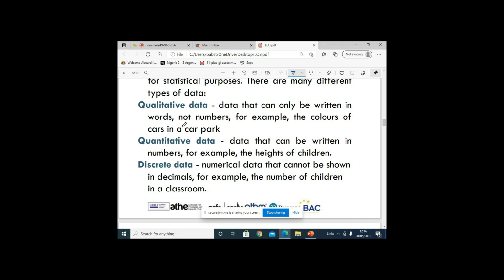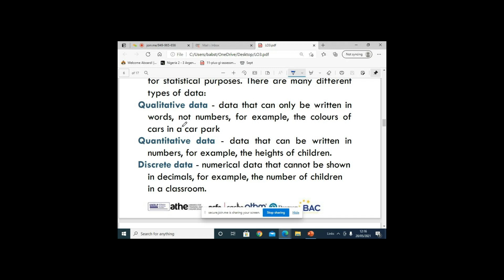For example, the colors of cars you get in a car park. You write them in words. Maybe this one is white, red, blue. It's not in numbers. They just write it in words.